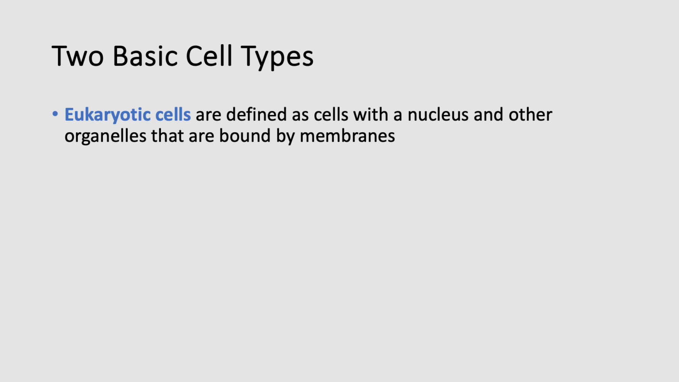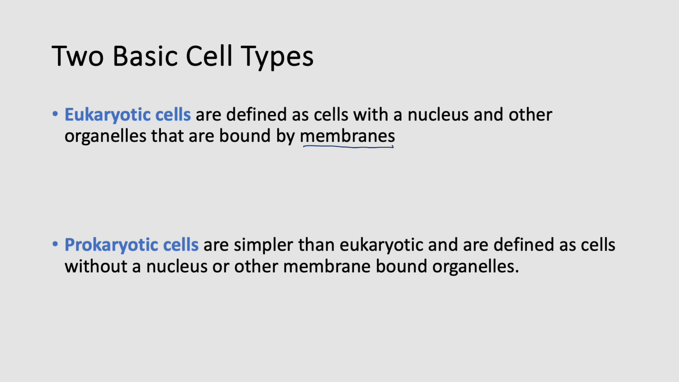So let's kind of talk about these two basic cell types. The first one, and the one that you are composed of, is a eukaryotic cell. And these are defined as cells with a nucleus and other organelles that are bound by a membrane. So when we're talking about membranes, we're talking about a phospholipid bilayer. So eukaryotic cells have a nucleus and they have organelles, and these have these phospholipid bilayer membranes that kind of hold everything in place. The other type of cells that we have are prokaryotic cells.